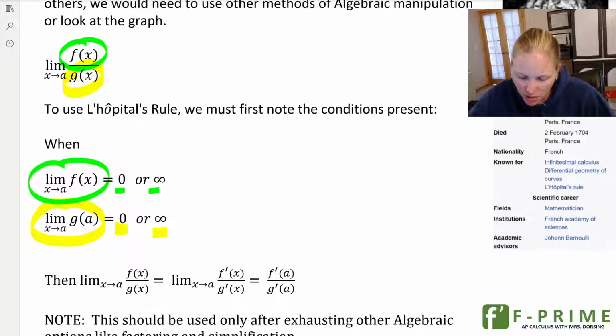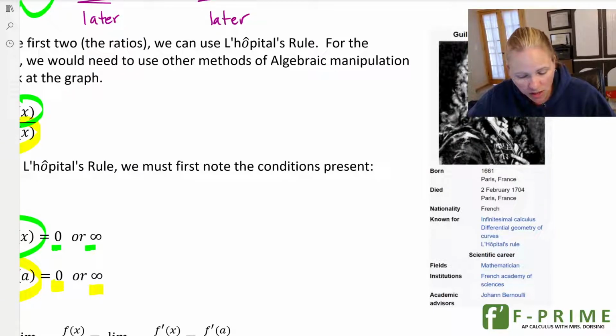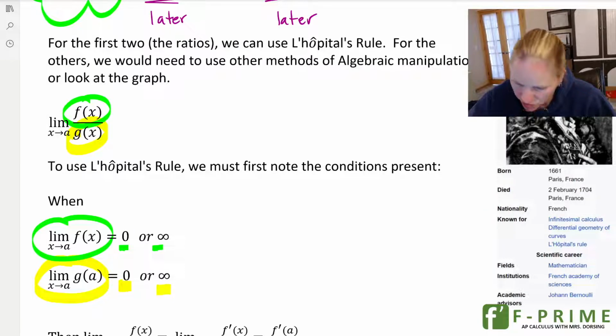And by the way, here's L'Hopital. Look at his hair. He's got some, it's a great wig. It's great. Well done. But he was this French guy, Guillaume de L'Hopital. And L'Hopital means the hospital in French, so there you go.